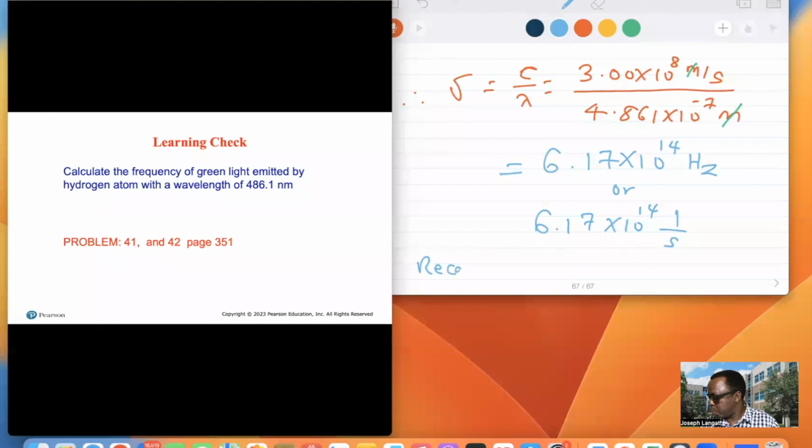Recall, hertz is the same as per second.